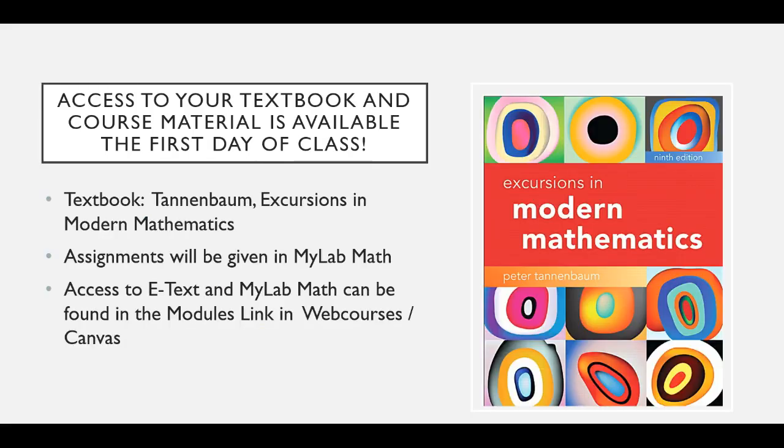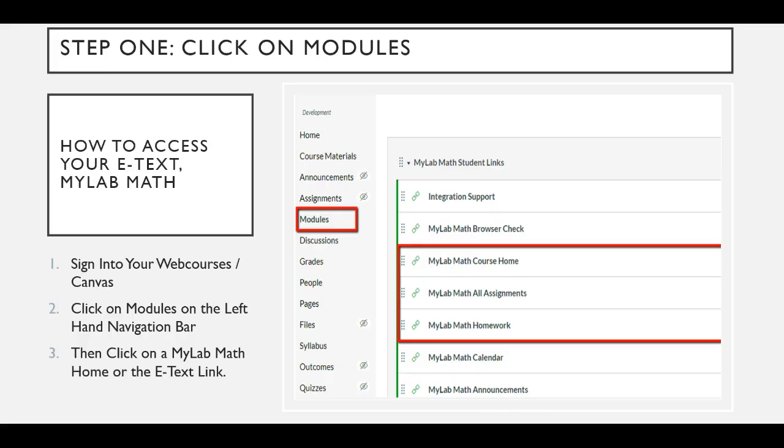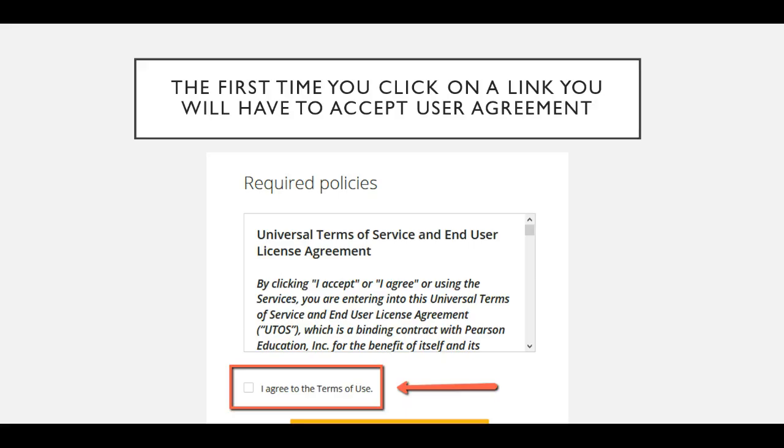The textbook used in this course is the Tannenbaum Modern Mathematics, and it's available through web courses in the modules tab, and access will be through the full semester along with access to MyLab Math. So number one, the very first thing you do is you sign into web courses, and then you're going to look for modules on the left-hand navigation bar. Click on modules, and then off to the right you'll find links to MyLab Math, either to the assignments or the home page or anything that your instructor has set up for you. The very first time you click on one of the Pearson MyLab Math links, you'll have to accept the user agreement.